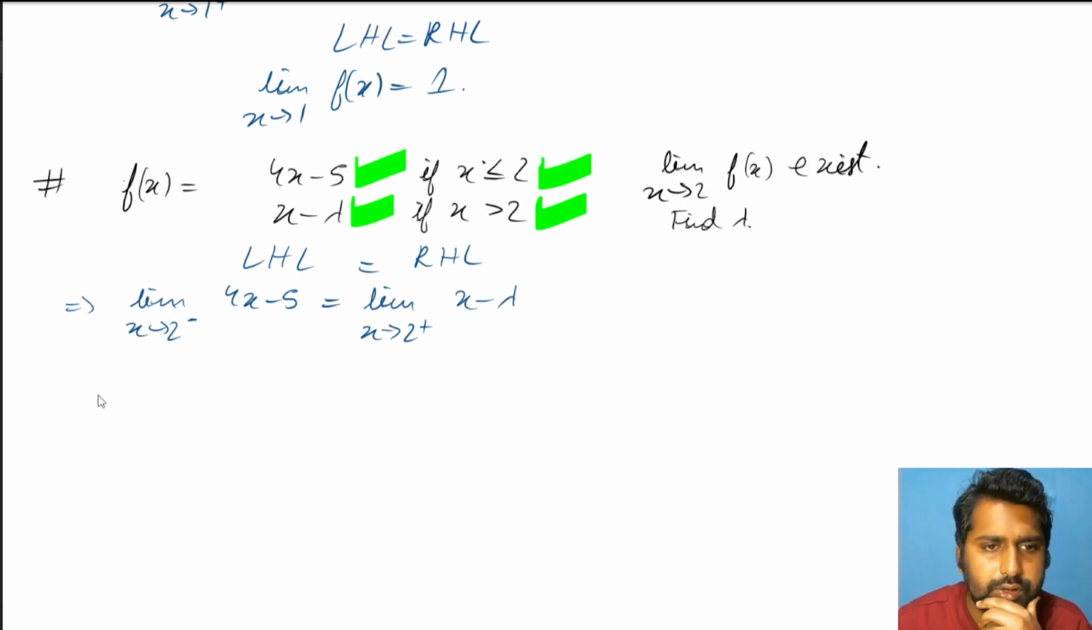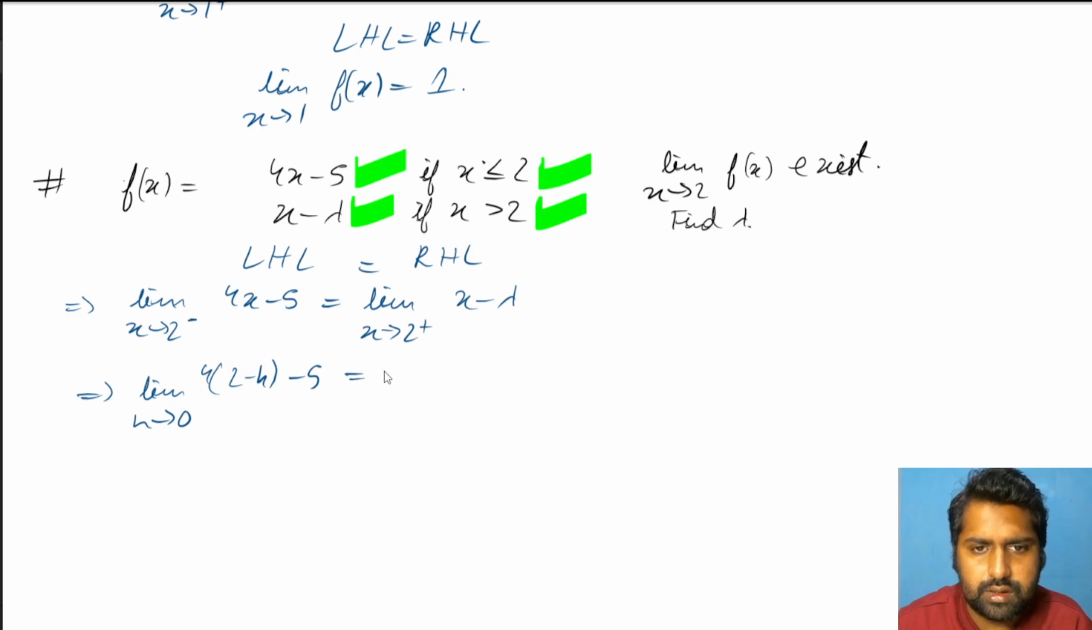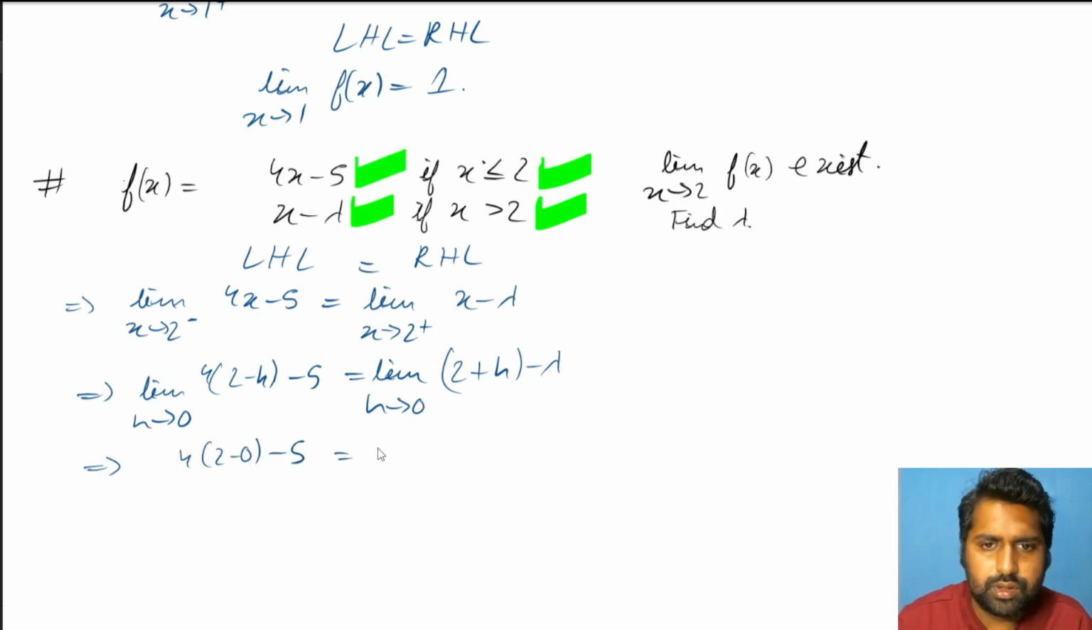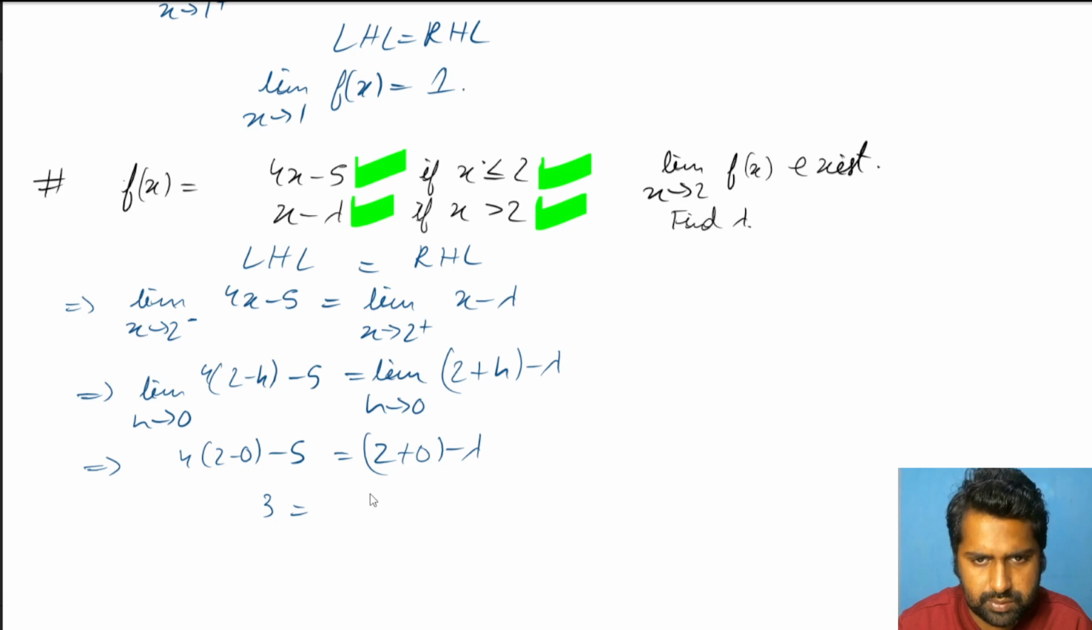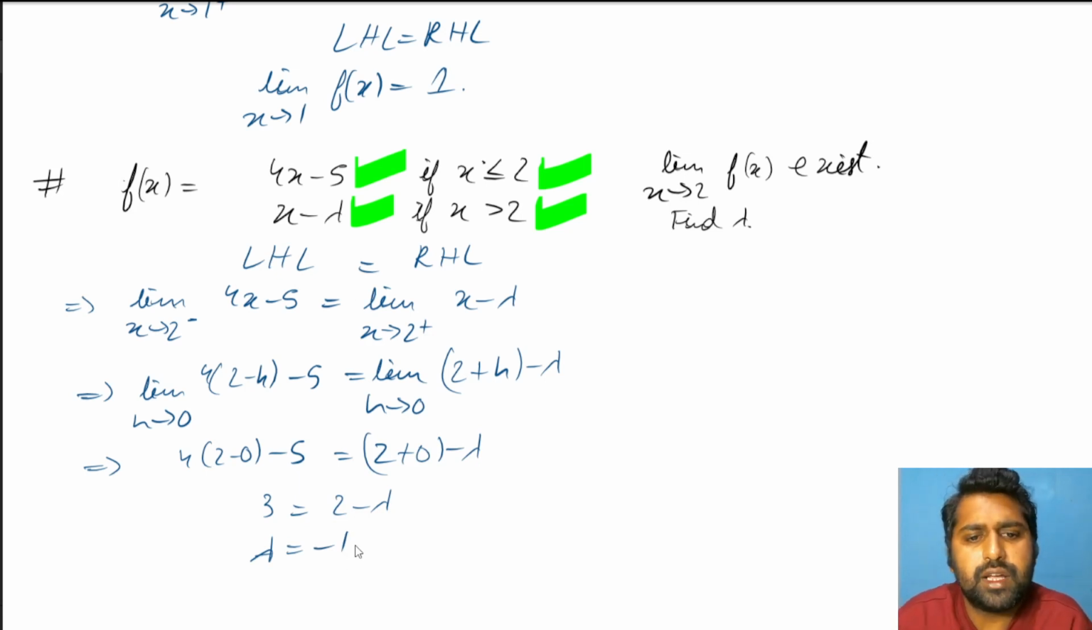Now you have to convert this in h. Limit h tends to 0, replace x by 2 minus h. Here also limit h tends to 0, replace x by 2 plus h, and then put h as 0. So 4 bracket 2 minus 0 minus 5 is equal to 2 plus 0 minus lambda. So 8 minus 5, 3, is equal to 2 minus lambda. That gives you lambda as minus 1. For lambda equal to minus 1, the limit of this function will exist.